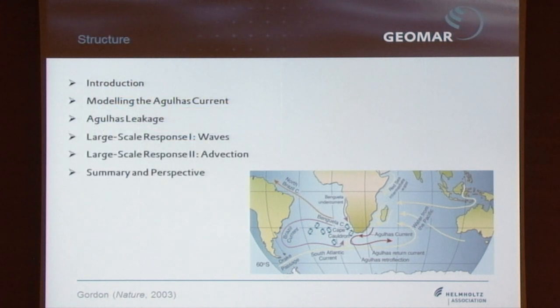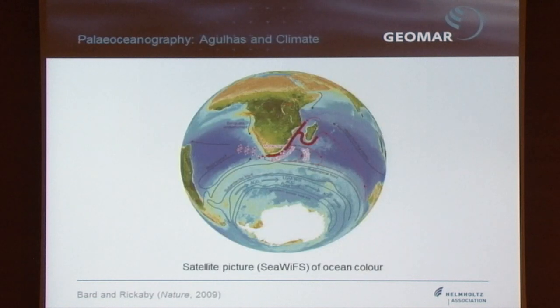So the outline of my talk is, after some more slides of introduction, I will show you how we modeled the Agulhas current, especially the embedding into the large-scale circulation. What we mean with Agulhas leakage: it was mentioned a lot of times, but what do we really understand as Agulhas leakage? And then I will show you two large-scale responses, one wave response acting very fast to the North Atlantic, one more gradual advection response, and then, of course, some sort of summary.